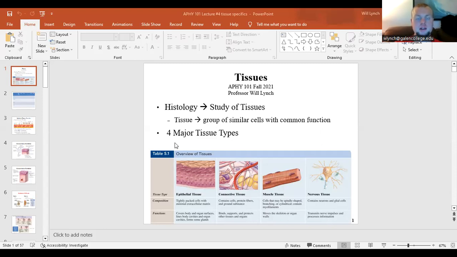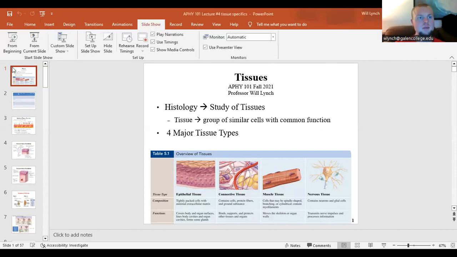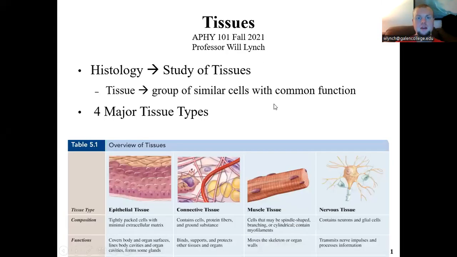So welcome back to our next lecture. We are going to go over the different tissue types of the human body, and we are going to discuss 4 different types of tissues that we find in biological samples. So let's get started. Histology is the study of tissues, and the study of tissues is what we find the 4 tissue types underneath. Those 4 tissue types are epithelial tissue, connective tissue, muscle tissue, and nervous tissue.